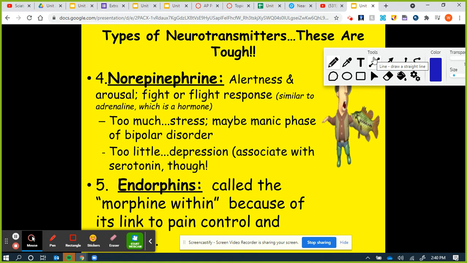Too much of it is going to cause you stress because of the activation of the sympathetic nervous system. High levels of it have also been associated with the manic phase of bipolar disorder. And then too little of it is depression, although you should associate serotonin with depression. There's a different type of antidepressant called a tricyclic that affects serotonin, norepinephrine, and dopamine, but associate serotonin with depression.